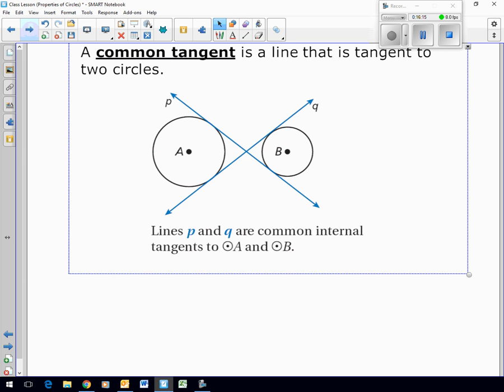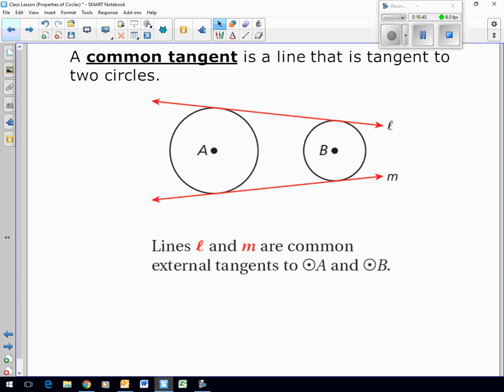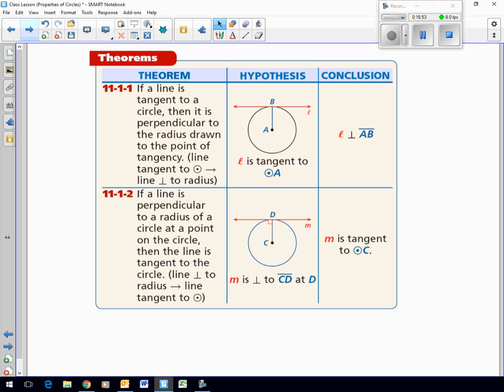Sometimes it'll look like this. It's the same definition: a common tangent is a line that is tangent to two circles. In this case, do I still have common tangents? Yes, I do. Can you please go back? It's the same definition. I need the bottom little thing.